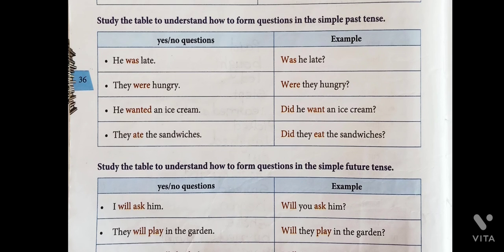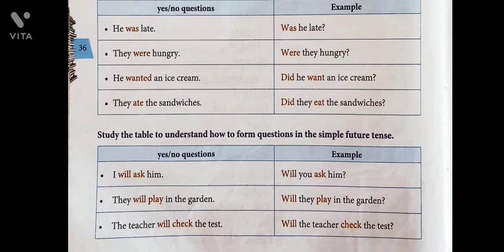For example, he was late. So here he is one person, singular. So we are using was. So the question will be, was he late? Question mark. They were hungry. Here they shows that there are more than one person, many people. So we are using were instead of are. So they were hungry. And the question will be, were they hungry? Question mark. Question mark is compulsory.